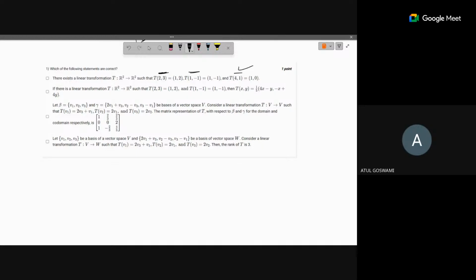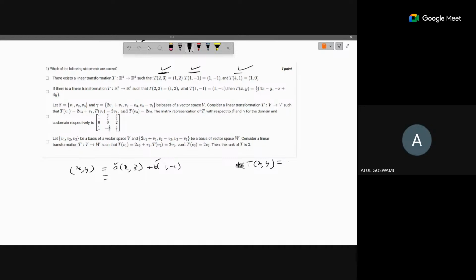So for this, I'm taking (2, 3) and (1, -1) as the basis for the domain. I'll take any general point (x, y) and try to write it as a times (2, 3) plus b times (1, -1). I'm taking these two, and then I will find the coefficients a and b.